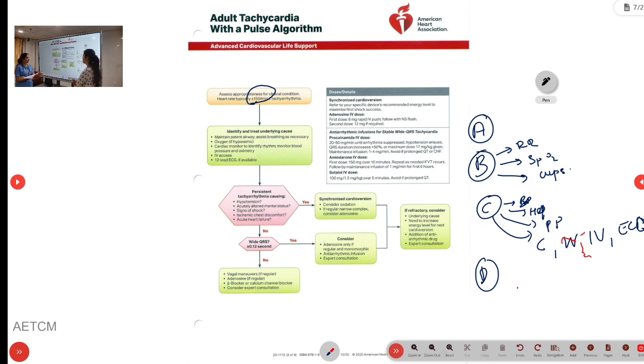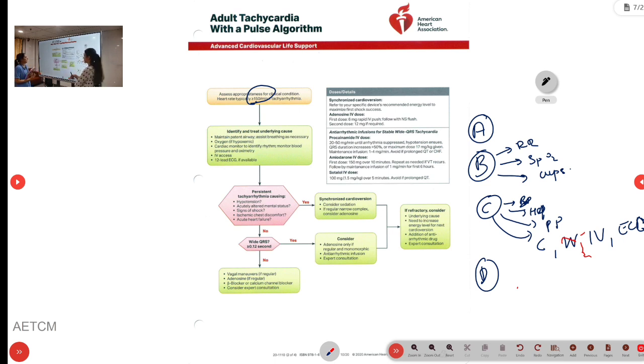So what was done for the patient? Since the patient was hemodynamically stable, we gave a dose of injection adenosine. Okay, so if the patient is telling no pain at the moment, then you can plan on giving adenosine. So before going to adenosine, can you explain this chart?